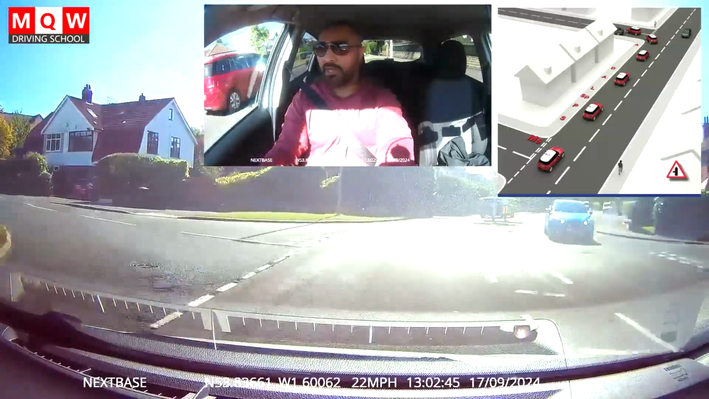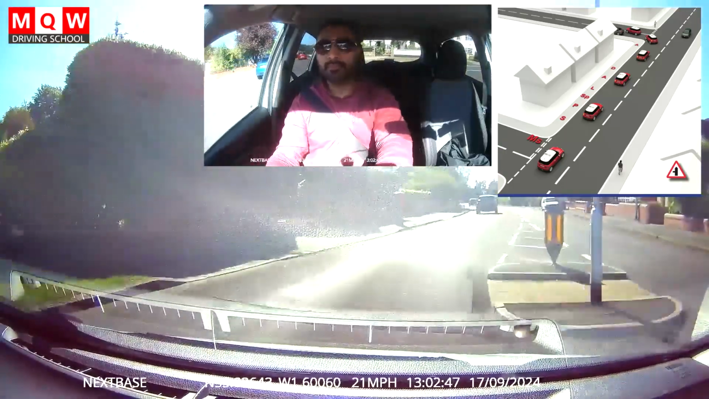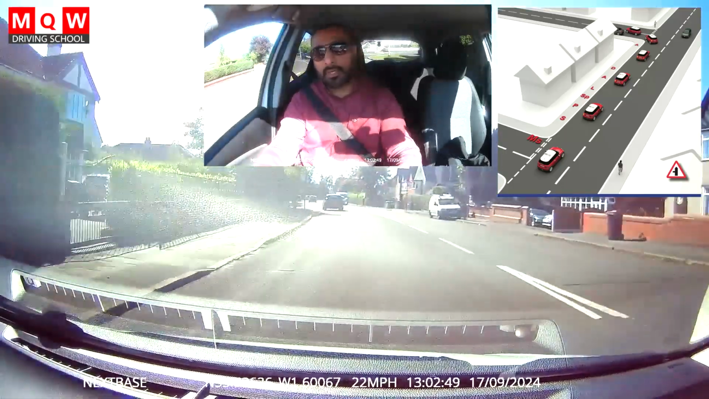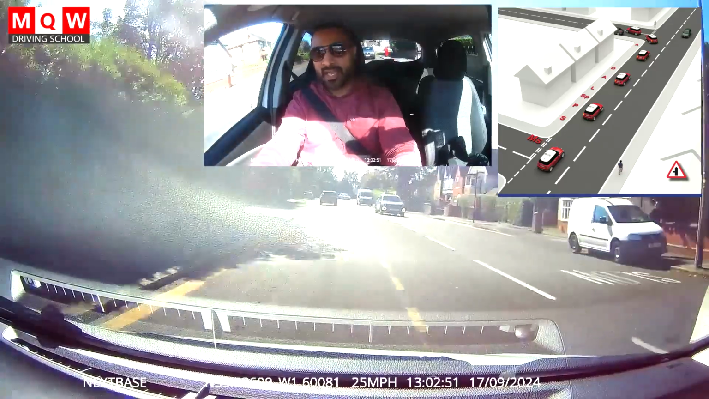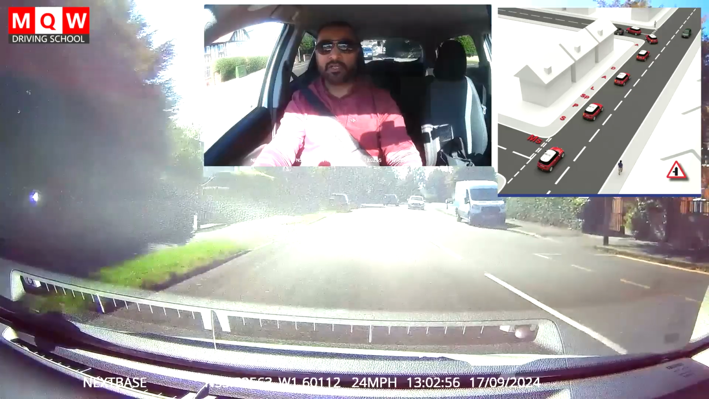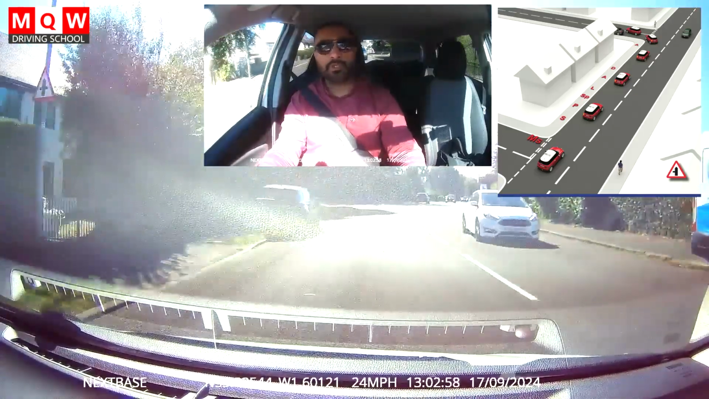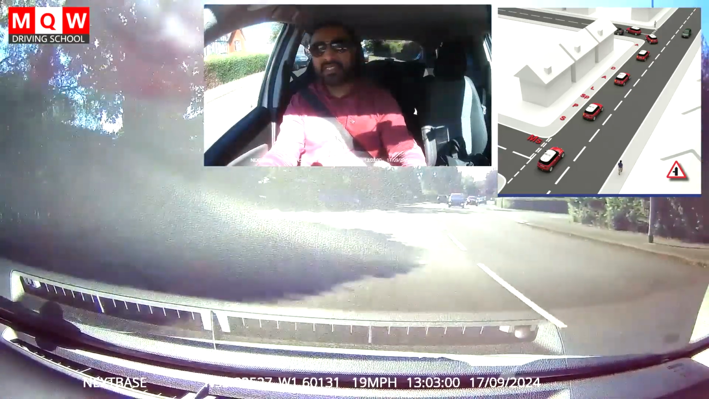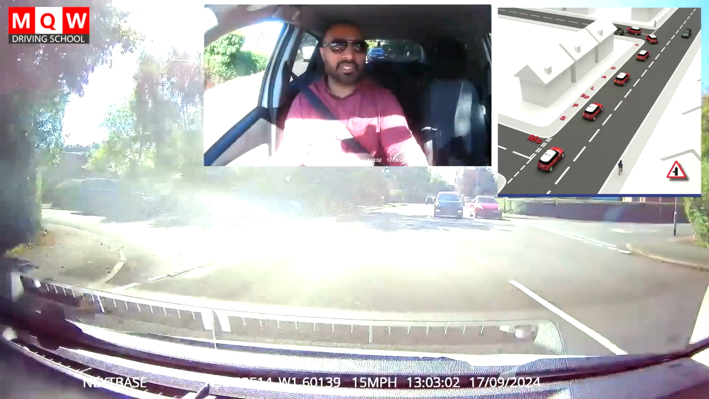Keep checking your mirrors regularly. The SatNav says: 200 yards, turn left, then bear right. So now it's talking about a turn left in 200 yards, which means this is not the one. It's talking about the next one. Then he's going to say turn left only, then bear right. When he says turn left only, that means that's where I need to turn.